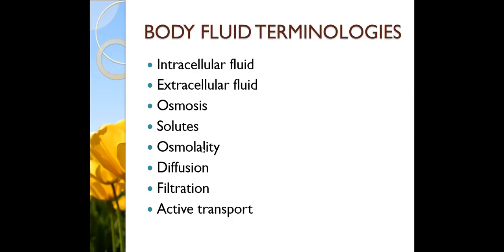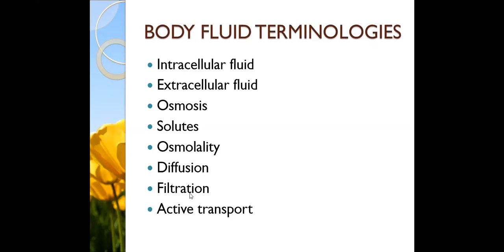Now we come to osmolality. Osmolality is the concentration within the fluid. For example, the concentration of sodium in the fluid is called the osmolality of sodium. Okay, now we come to diffusion. Diffusion is the movement of molecules in liquid from an area of higher concentration to lower concentration. Osmosis and diffusion are opposite to each other. Diffusion means the movement of molecules. The molecules in the liquid move from higher concentration to the lower concentration. Then this condition is called diffusion.